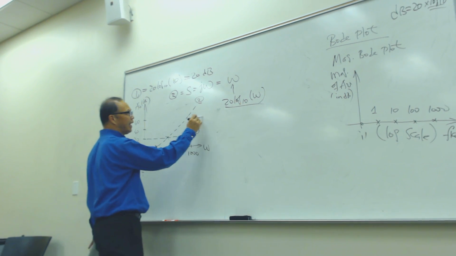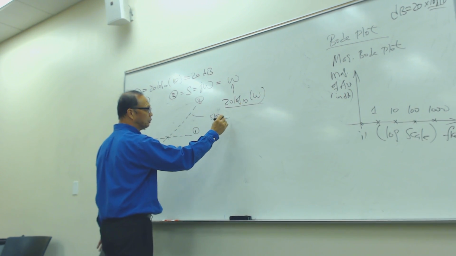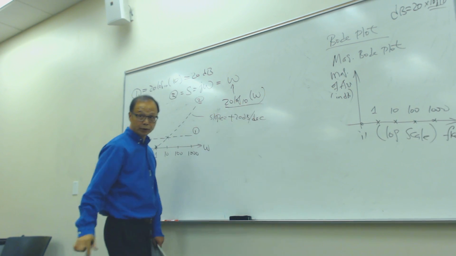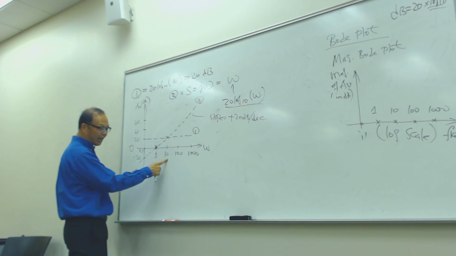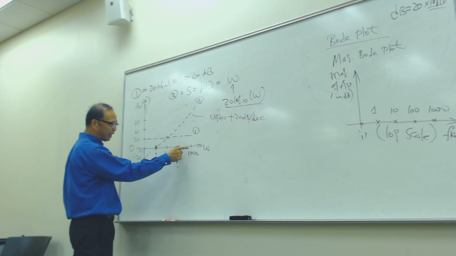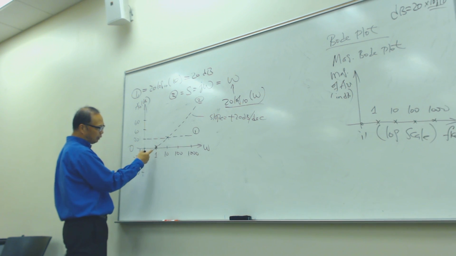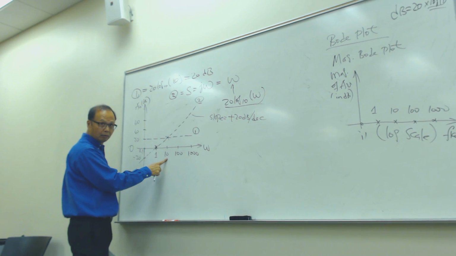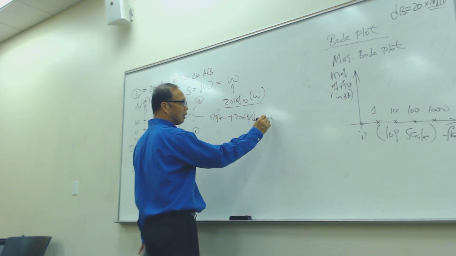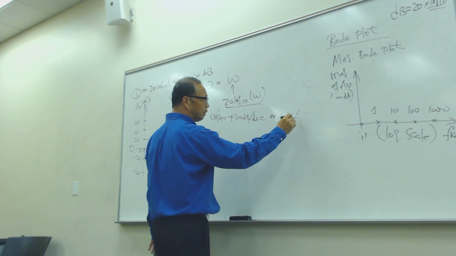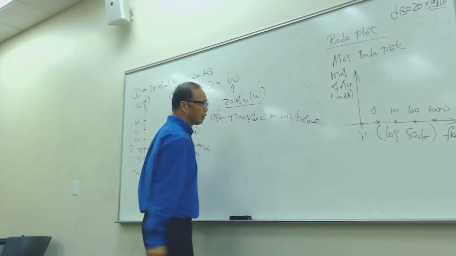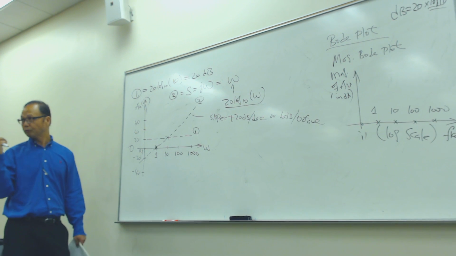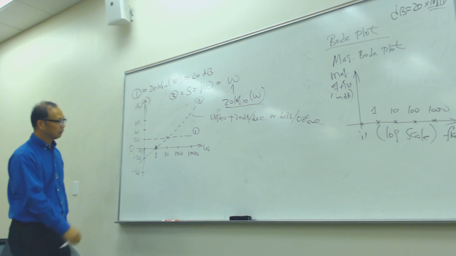So basically, it has a slope equal to plus 20 dB per decade. You know what a decade is, right? Every factor of 10, that's a decade. So for this plot, it will go up by 20 dB per decade. Or this is 6 dB per octave. You know what an octave is? An octave is a factor of 2.